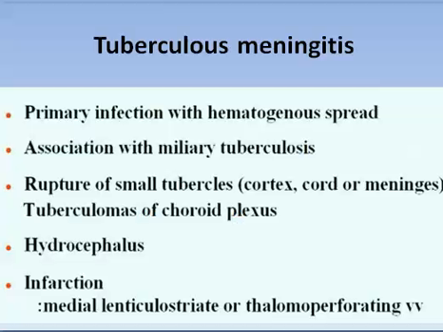Tuberculous meningitis is a primary infection due to hematogenous spread, usually associated with miliary TB. Small tubercles may form tuberculomata. There may be hydrocephalus because of meningitis or tuberculomata involving the exit foramina, and it could be associated with infarcts of the thalamoperforate or medial lenticulostriate distribution.